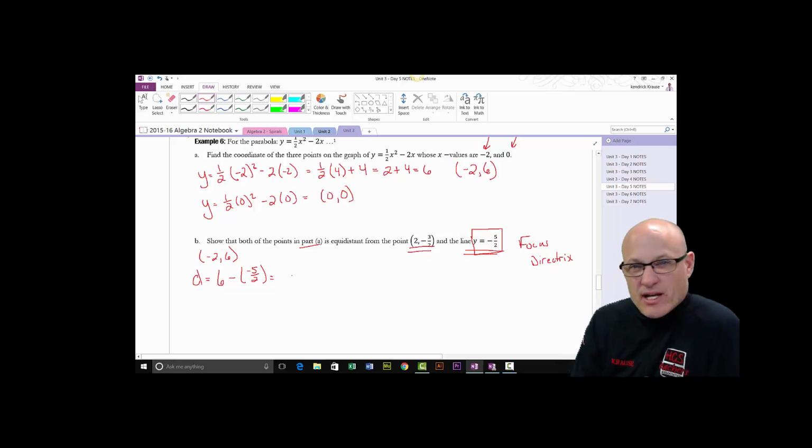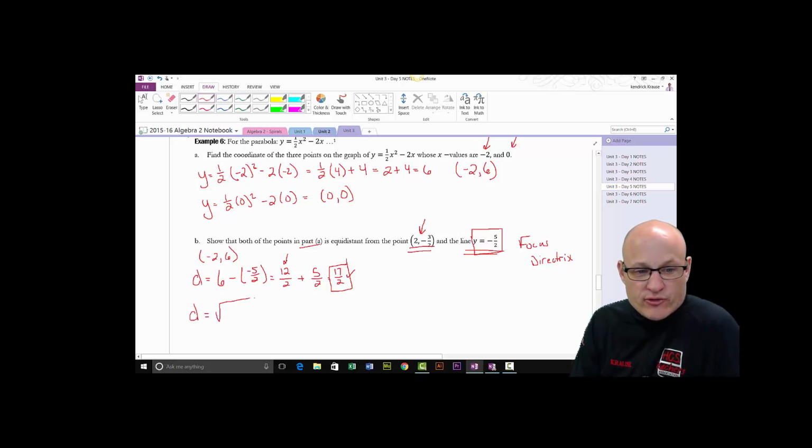Since I'm going to have to have fractions anyway, yeah, we love fractions. This is 12/2 plus 5/2. I just converted the 6 to 12/2, and I get 17/2. So what we want to do now is show that the point -2, 6 is also 17 over 2 away from that. Well, this is a little bit trickier.